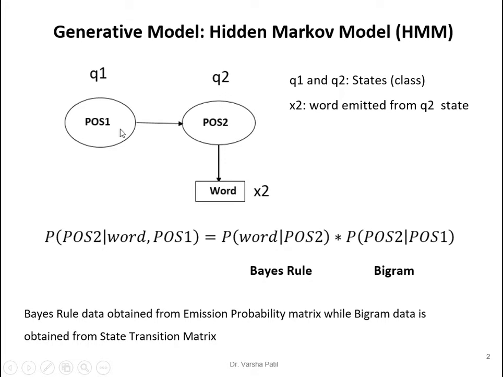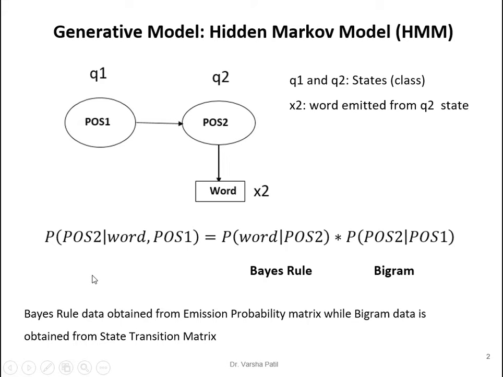We know the part of speech tag of the previous word because we already determined it by using the HMM model, and here the word is given. Q1 and Q2 are nothing but the state transition probability, and from this particular part of speech tag class, this word gets generated, so this is called the emission probability. Here, the state transition probability we are using with the diagram, and for the emission probability we are using the Bayes rule. The formula is: probability of POS tag 2, which we have to determine, given the current word and the previous POS tag, is equal to probability of word given POS 2 into probability of POS 2 given POS 1.